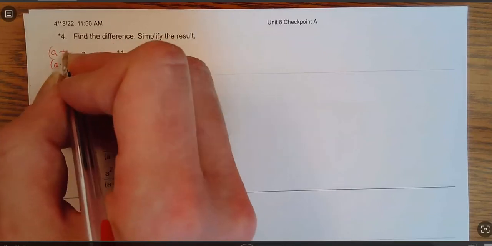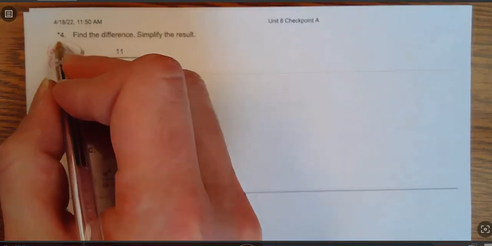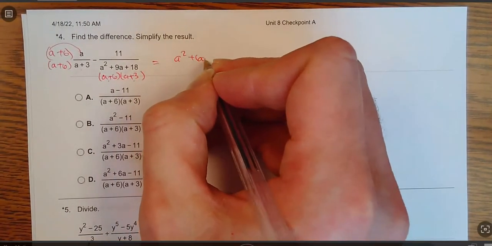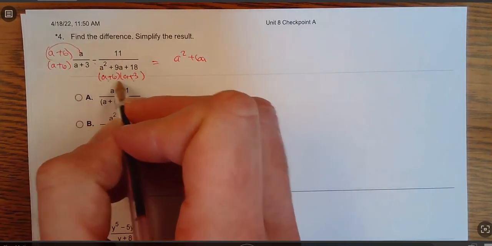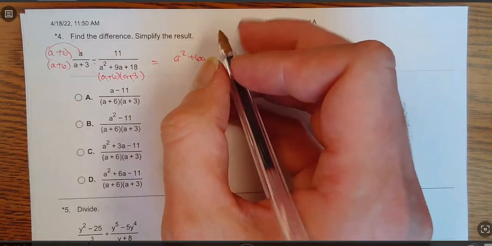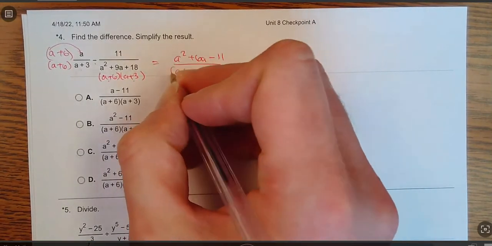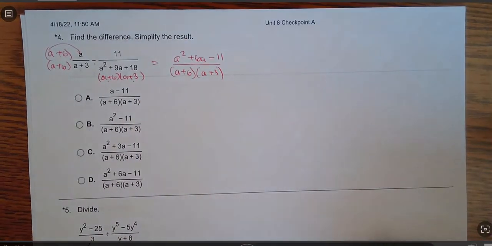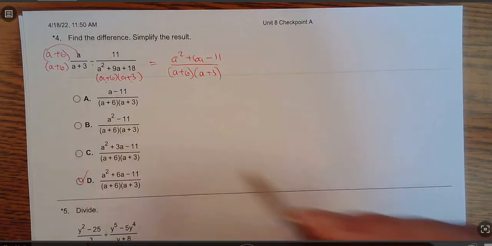So I'll multiply by a plus 6 on top and bottom. So this would be a times a is a squared. A times 6 is 6a minus, and this does not need to be multiplied by anything because it already has the entire denominator. So that would just be minus 11 over a plus 6 times a plus 3. Okay, and then pick that one out of the lineup. What is that? D? Yeah, D.